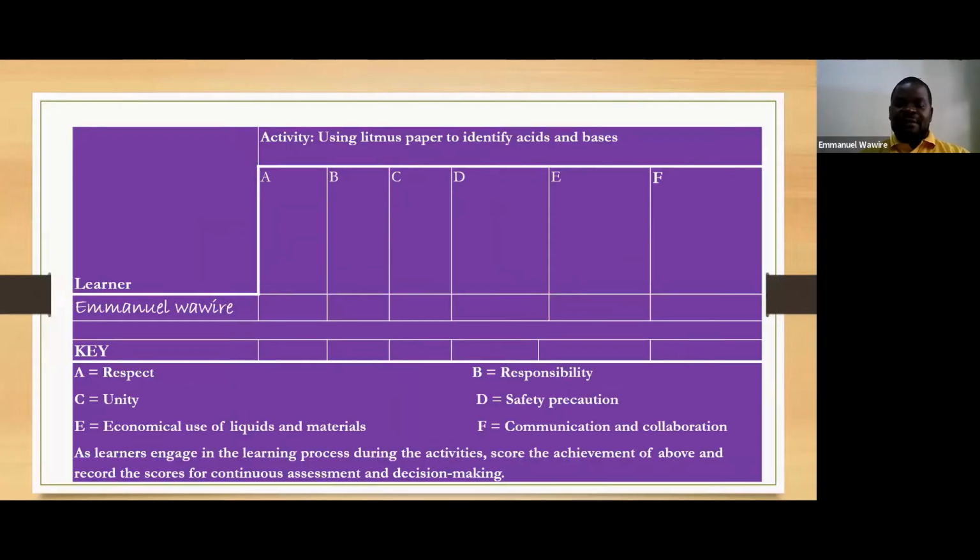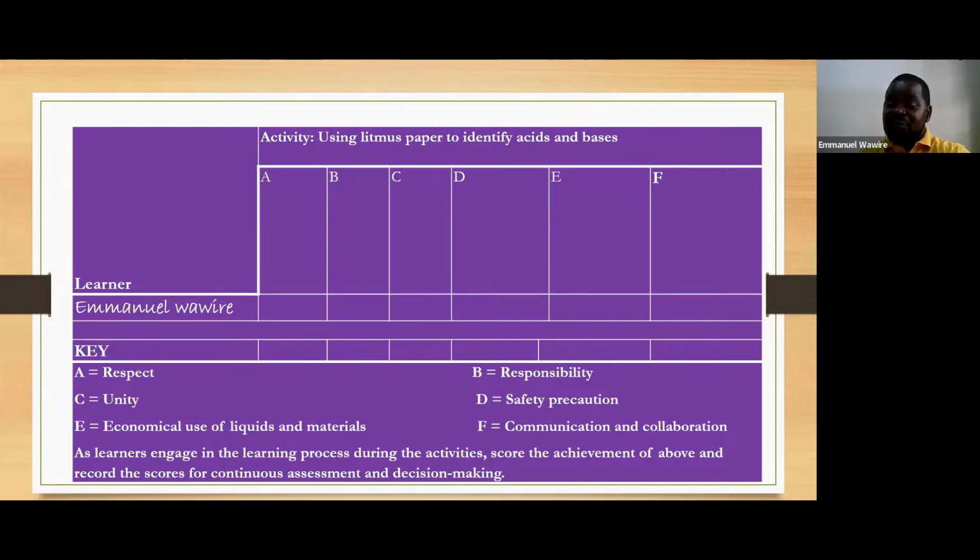Then finally, this is another sample checklist, where we are looking at other aspects other than the using of litmus paper. We have PCIs there that you need also to assess as they are doing their work in group. And that's why I've given that key there, like respect. Is Emmanuel Awire respecting others in that particular group? Is he showing unity? Is Emmanuel Awire using the materials or liquids given to them economically, or are they misusing, or just pouring on the desks? Is Emmanuel Awire responsible in that particular group?